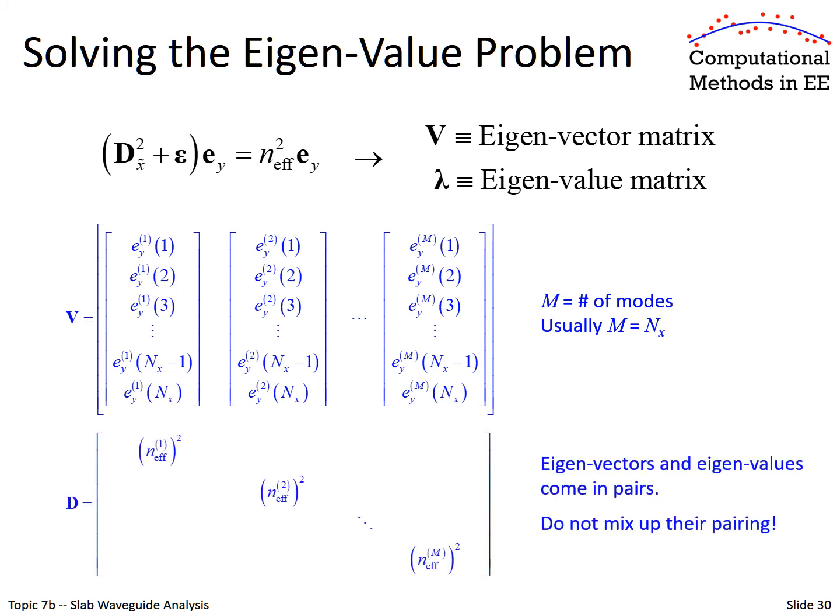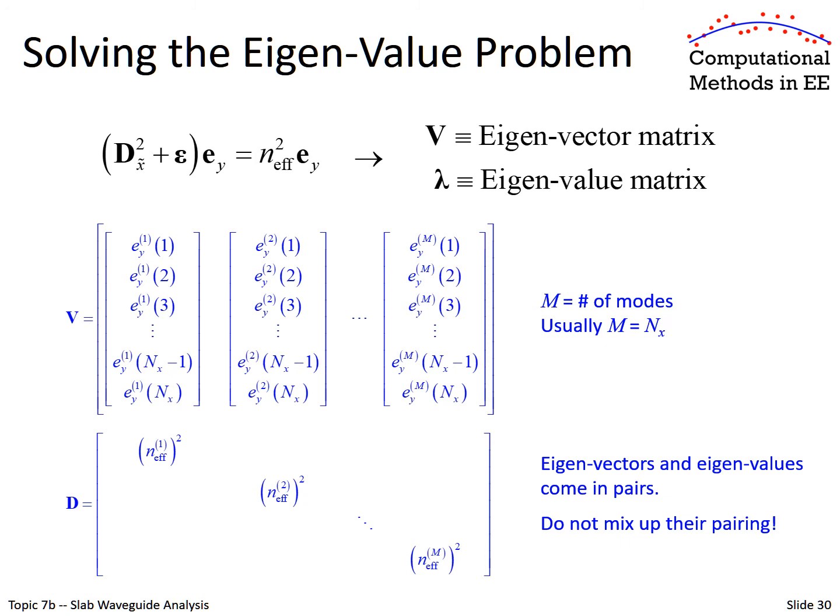This D matrix is also a square matrix, but it's a diagonal matrix, all zeros except the effective refractive indices, I should say effective refractive indices squared, running down the diagonal. Now, why are the effective refractive indices squared inside of D? Because that's how we formulated our eigenvalue problem. That was the effective refractive index squared.